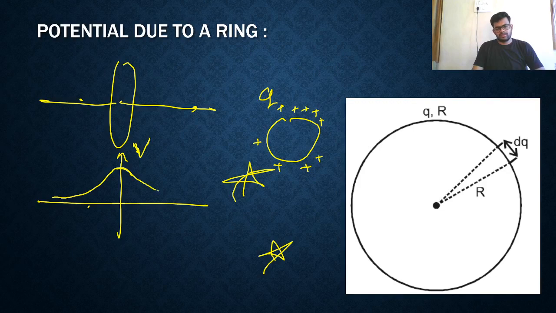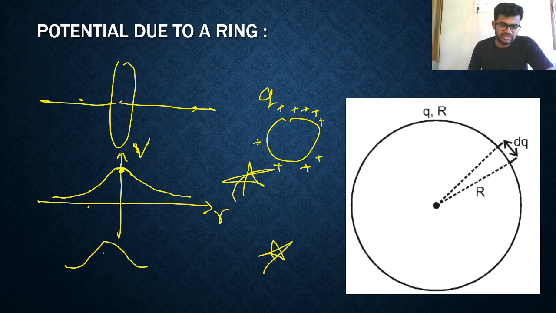Are you getting it? So the maximum potential will be at the center. This type of curve you are going to get for the potential. Okay, so remember this, due to a ring.